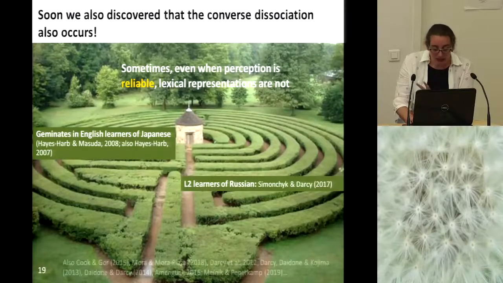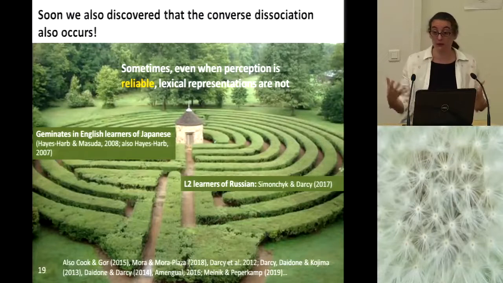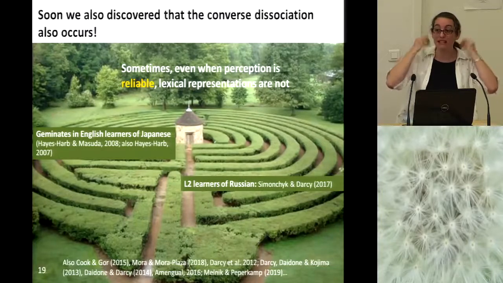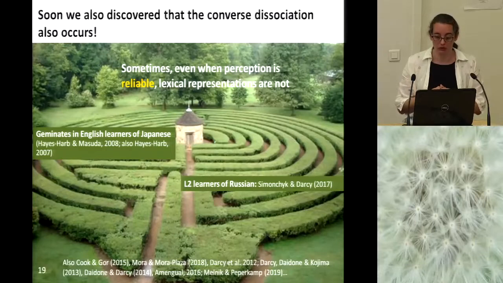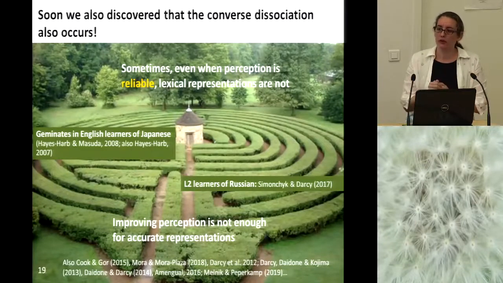And this has been shown several times after that as well. Many people have obtained further evidence of these dissociations where L2 learners are very well able to perceive a contrast, but this is not represented immediately, or at least not at the time of testing, in their mental representations. So we really, again, wonder, what is the role of perception in all this?